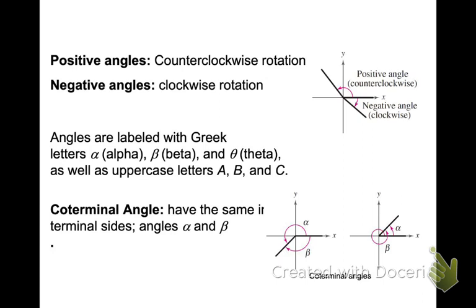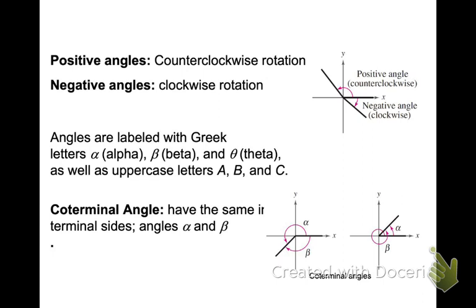Coterminal. Well, we had a terminal side of a ray, didn't we? A terminal side of an angle. What does co mean? If I'm co-presidents with somebody, I'm sharing it, right? So what does coterminal mean? They're sharing the terminal ray. So on this picture down here, alpha is in the third quadrant, yes?